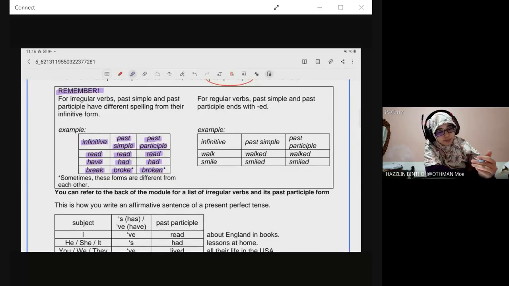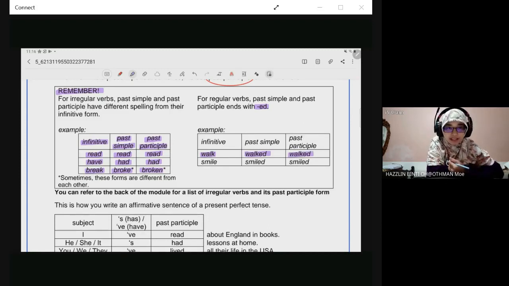Now, for regular verbs, the past simple and the past participle always end with ed. Let me give you two examples. Walk. The past simple of walk is walked, and the past participle of walk is walked. You just add ed. Now let's look at the next one. Smile. The past simple of smile is smiled, and the past participle of smile is also smiled.